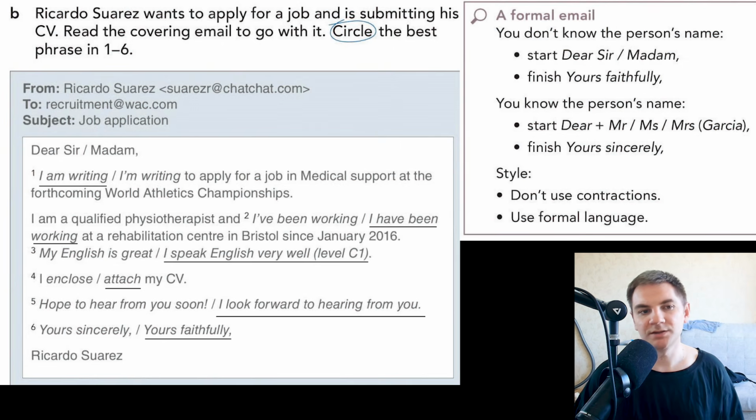And finally, yours faithfully instead of yours sincerely. Okay, there is a rule. Use yours faithfully when you start the email with Dear Sir or Dear Madam, when you don't know the person's name, and use yours sincerely when you start with Dear Mr. or Mrs., when you do know the name. Since Ricardo starts with Dear Sir or Madam, the correct formal closing is yours faithfully. That's a strange one, I understand, but it is what it is.